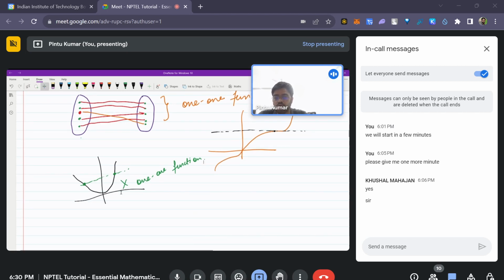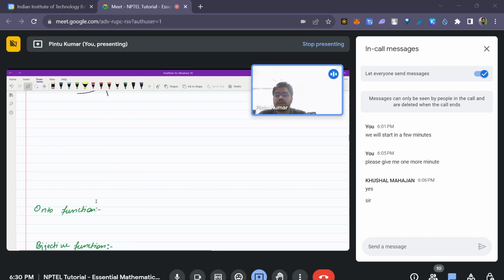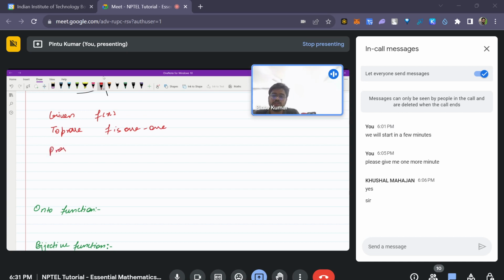I'll just include one more comment. If somebody gives you some function and wants you to prove that that particular function is 1-1, what is the approach you should take? Let's say you are given some f of x and you have to prove that f is 1-1. Then what you should do is assume that some f of x1 is equal to f of x2, and then by some calculation, you should reach the point that x1 is equal to x2.